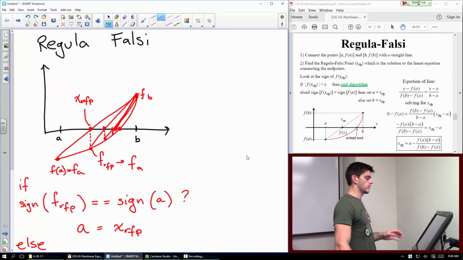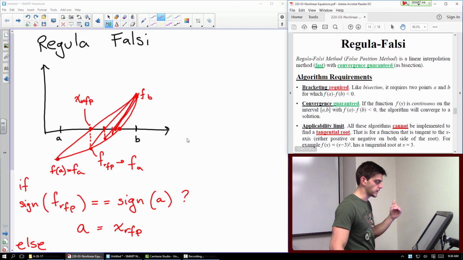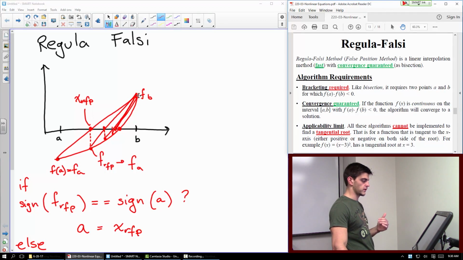But right now, let's go ahead and review when Regula Falsi works. As we said in the beginning, A and B need to bracket your root, which means that the sign of F sub A and the sign of F sub B have to be opposite. Second of all, the function needs to be continuous in this interval. Third, and finally, we can't find a tangential root. So if this curve were to hit the x-axis and come back up, we wouldn't be able to use this method to solve for that root. Even though A and B would be bracketing the solution, A and B wouldn't be opposite signs, so the method would fall apart.